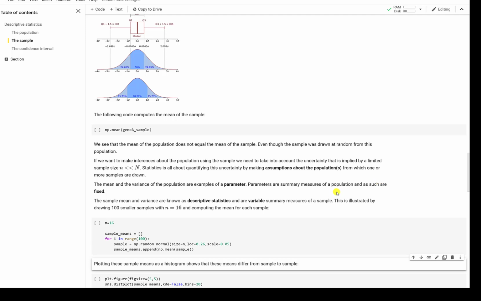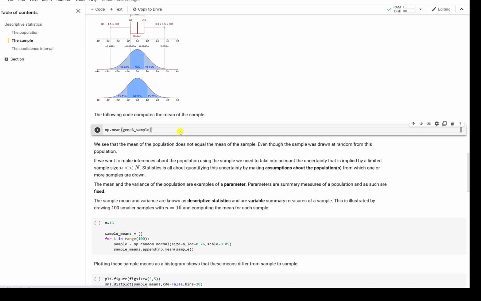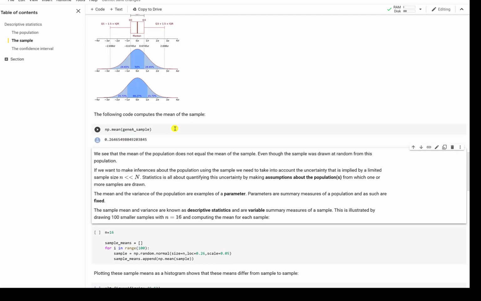So now let's go back to our sample with gene A expression levels. We can use NumPy again to compute the mean of this sample. We just execute this code, and now we computed the mean of the sample. We know that the mean of the population was 0.26, and here we can see that it's not exactly 0.26, it's actually slightly higher than 0.26.